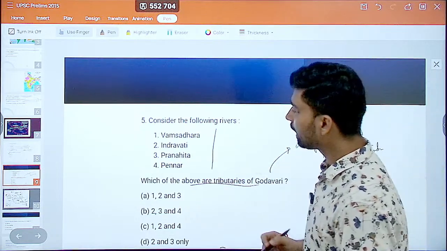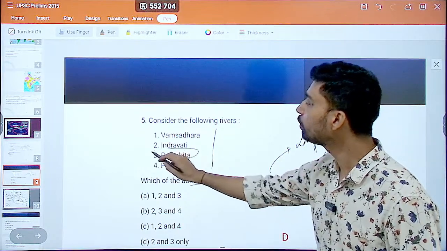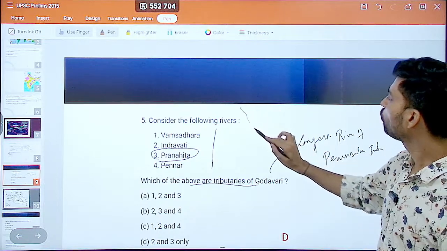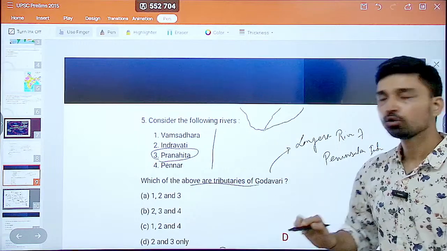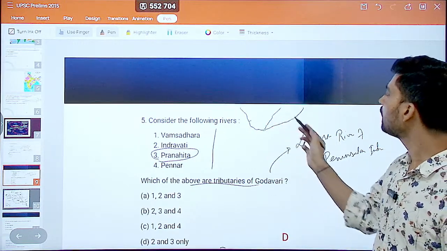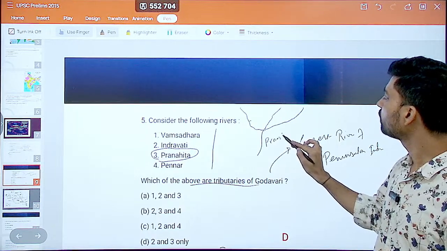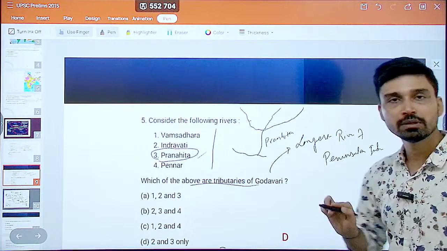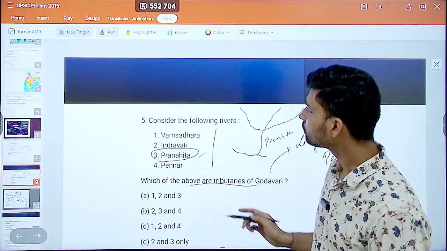Godavari has several tributaries. For example, river Pranhita is one of the major tributaries of Godavari. 3 rivers are coming from the north. One is Vainganga, one is Vardha, one is Penganga. When Penganga, Vardha and Vainganga join together, they form a common river stream. This common river stream is called Pranhita, which then goes and meets the river Godavari in the state of Maharashtra.